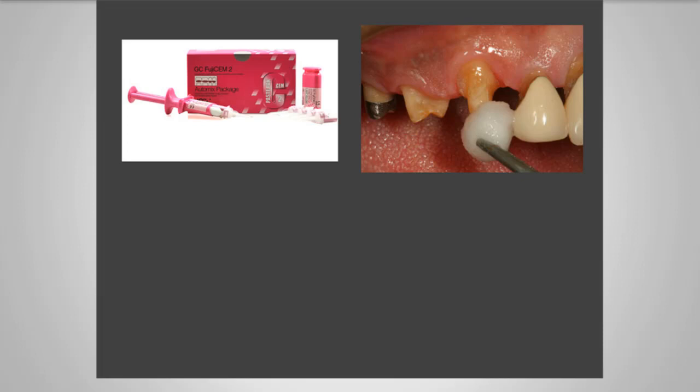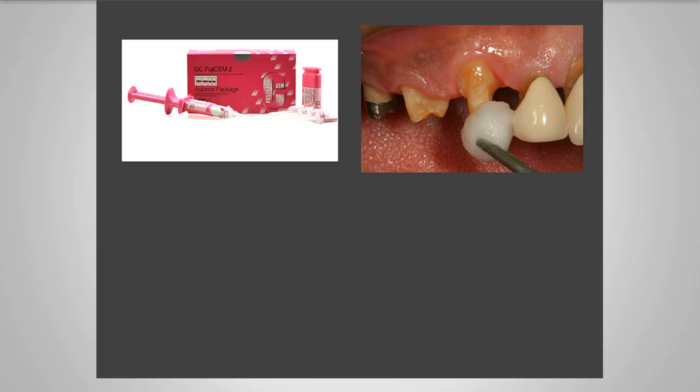Recently, I've gone to using Prep Start, a Danville micro etcher, with water to clean the preparations and make sure that the cement is cleaned off the surface, to get good uniform retention of the cement to the tooth. So make sure the preps are clean.